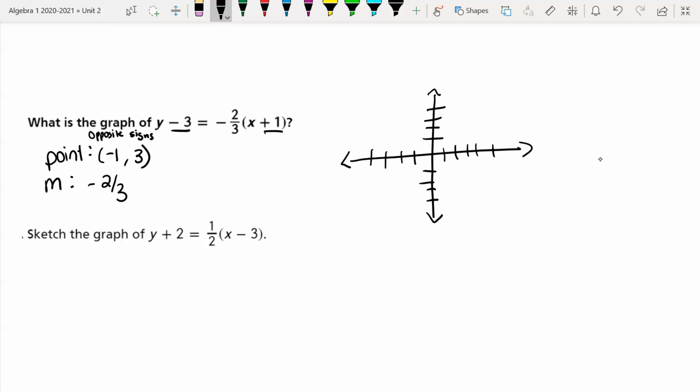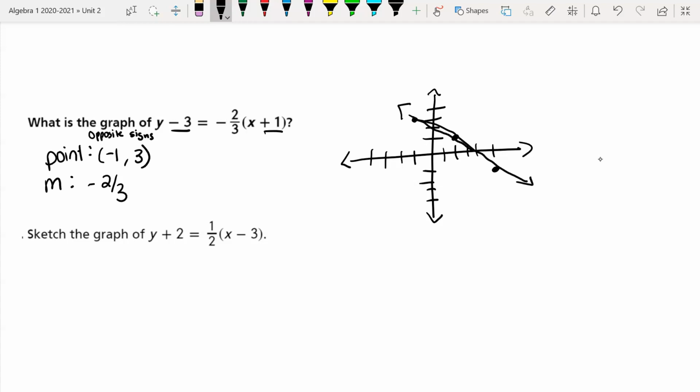Let's graph with the point first, so -1, 3. And then I'm going to go down 2, right 3. Okay, and I can do it again. Down 2, right 3. Obviously, my graph is a little crooked. You should have a straight line.